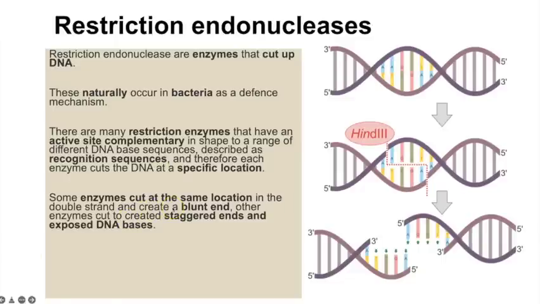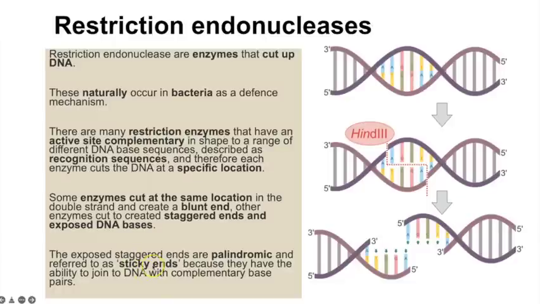Some enzymes cut at the same location in the double strand, and that would result in a blunt end. Other enzymes cut to create staggered ends and therefore exposed bases, and we call those sticky ends. Now that's what the diagram is representing here. This enzyme, HindIII, cuts the DNA, but it doesn't cut straight down, creating two straight edges, which is what we call a blunt end. It cuts in this staggered way to create exposed bases on both of those cut chains, and we call it sticky because there's the potential for complementary bases to align and then they join together.